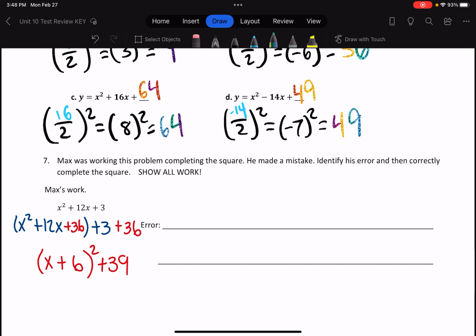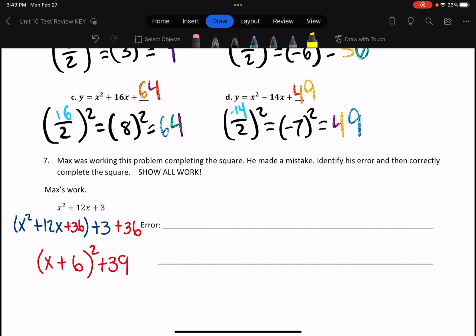Now let's go on to problem 7. This is going to be an error analysis. So we know that Max has been working hard on solving this function and trying to complete the square. So he's trying to go from standard to vertex form. But we've got to see where he went wrong. So Max was working this problem by completing the square. He made a mistake. Identify his error and then correctly complete the square.